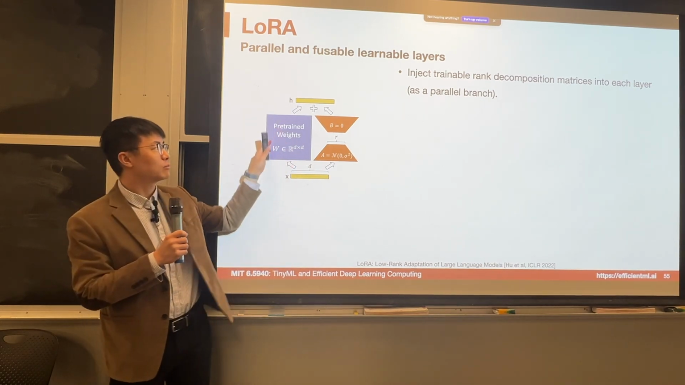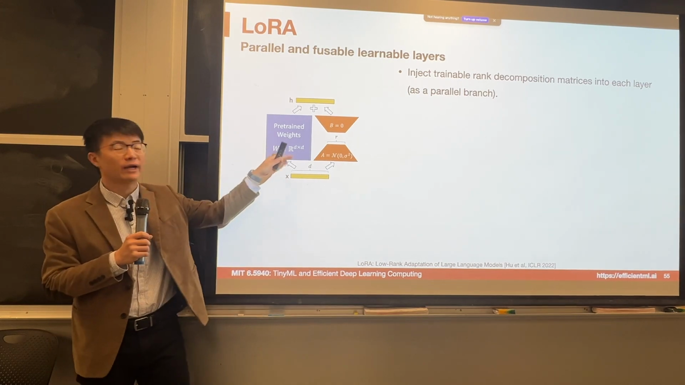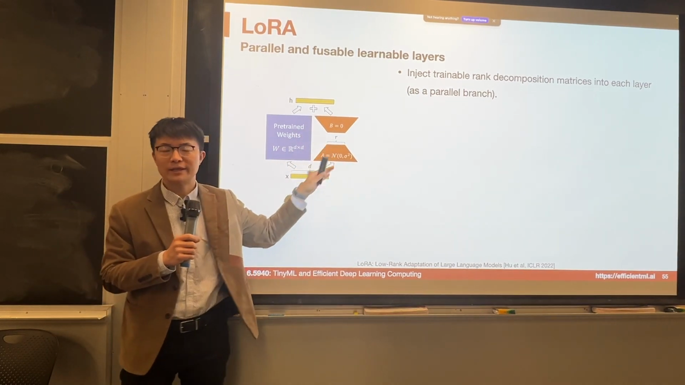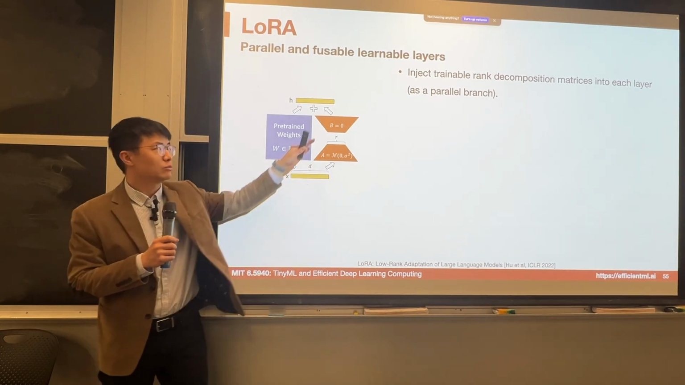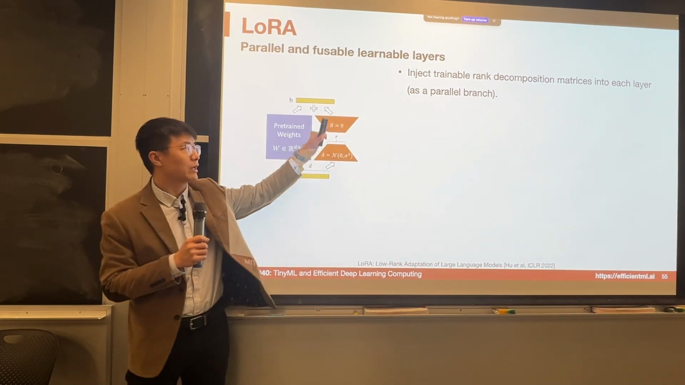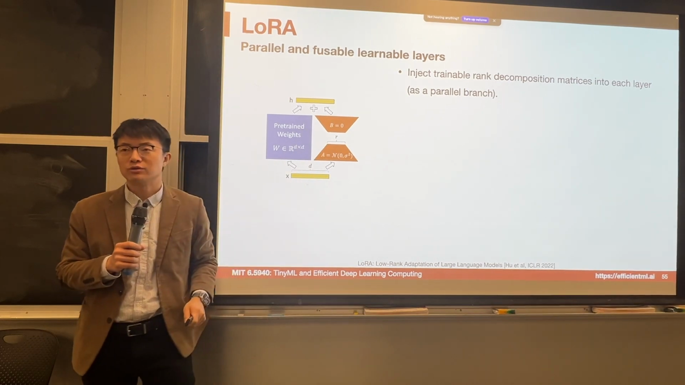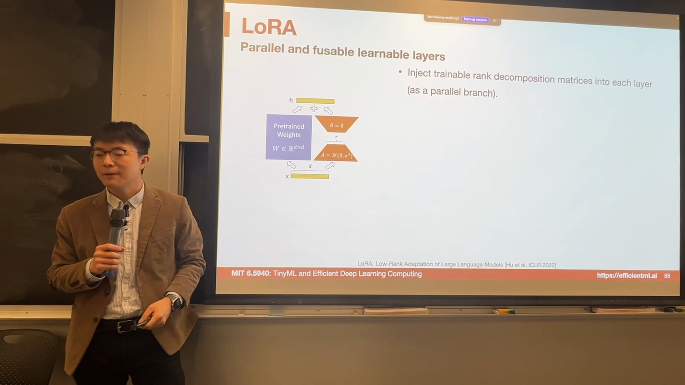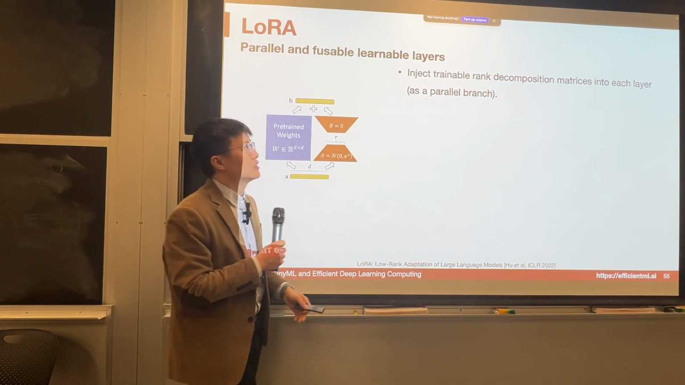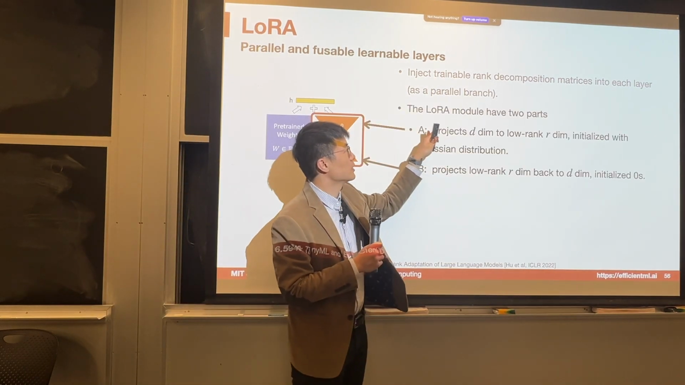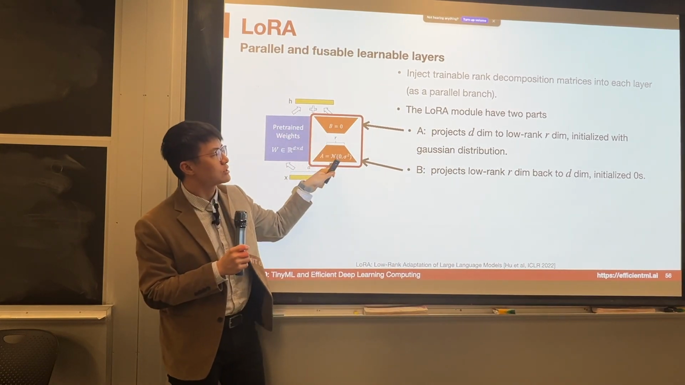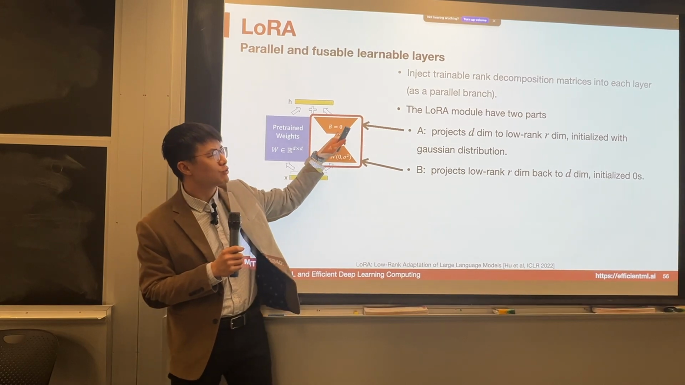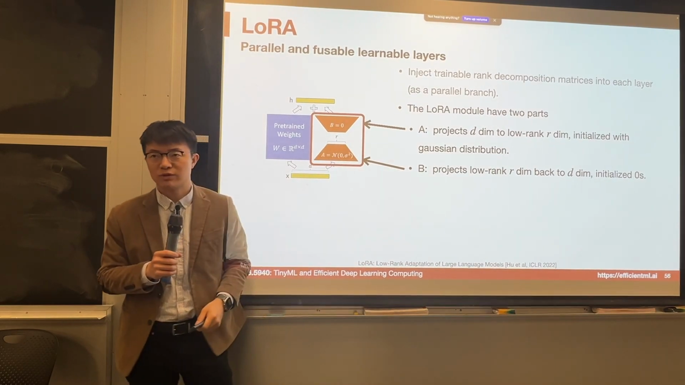Okay, so we have the main branch in blue here. It's a D by D weight matrix. And we have a D by R matrix and an R by D matrix. And after the fine-tuning, we can actually fuse these two matrices by adding them back to the original pre-trained weight. Okay? So how do we initialize that? So initially, we initialize the A matrix here with Gaussian distribution, A matrix. And B matrix, we just initialize it with 0.